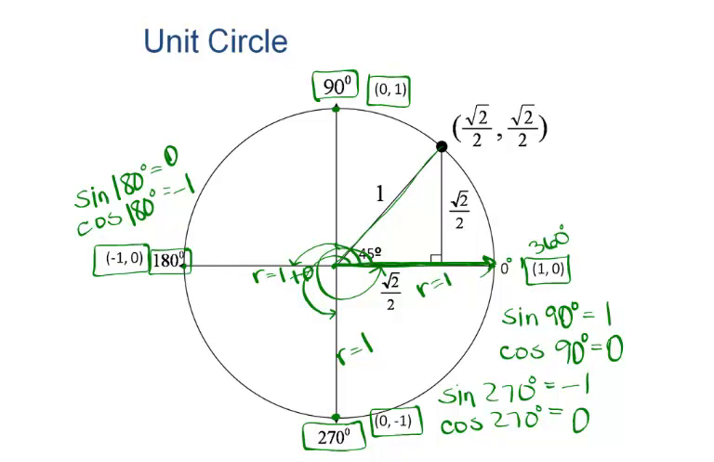So that tells me the sine of 360 degrees, which, by the way, equals the sine of 0 degrees, has to be 0. Why? Because it's the y coordinate of that point. The cosine of 360 degrees, which has to equal the cosine of 0 degrees, has to equal 1. Why? Because it's the x-coordinate of that point on the unit circle. So there are a whole bunch of exact values for you that we get directly from the unit circle.